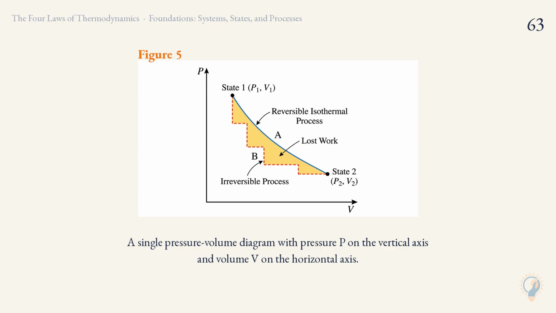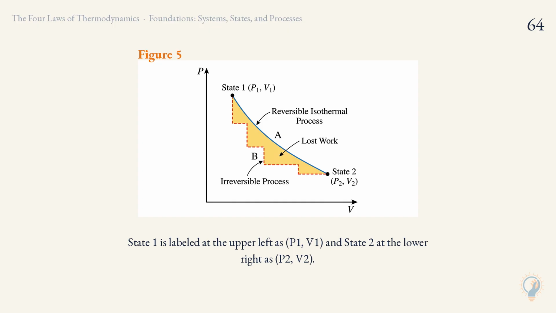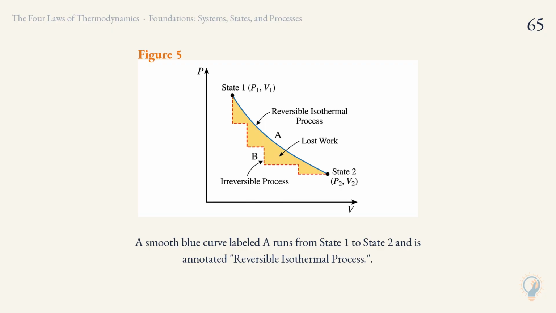Figure 5, a single pressure-volume diagram with pressure P on the vertical axis and volume V on the horizontal axis. State 1 is labeled at the upper left as P1, V1, and State 2 at the lower right as P2, V2. A smooth blue curve labeled A runs from State 1 to State 2 and is annotated reversible isothermal process.